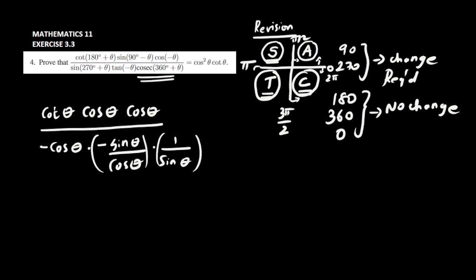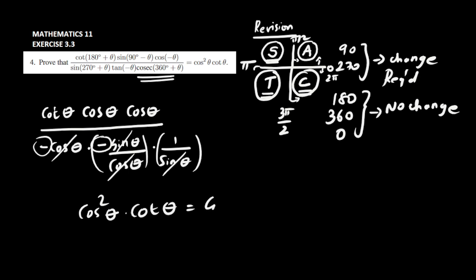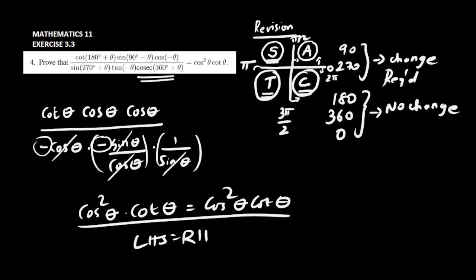and you can see cos theta can be cancelled, sin theta can be cancelled, and this negative sign becomes positive. So you are left with cos square theta and cot theta, which is the same as your right hand side. So thus we have solved the problem.